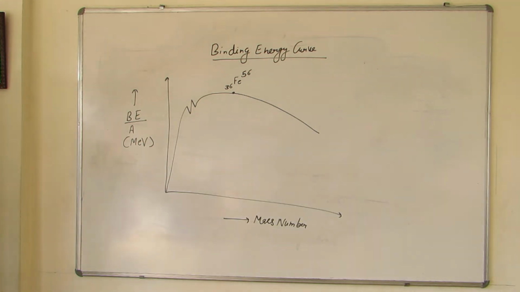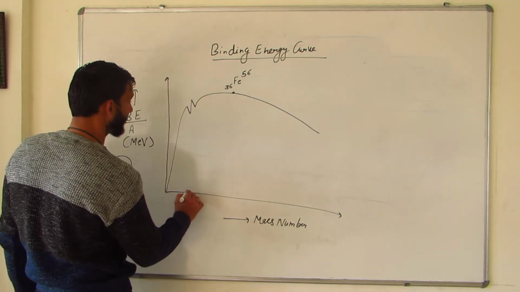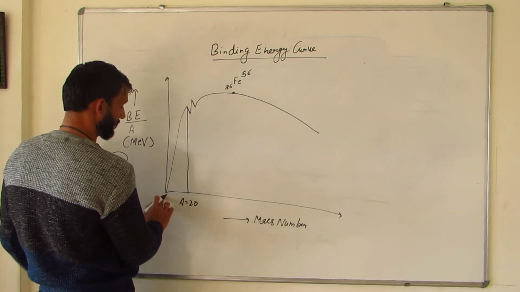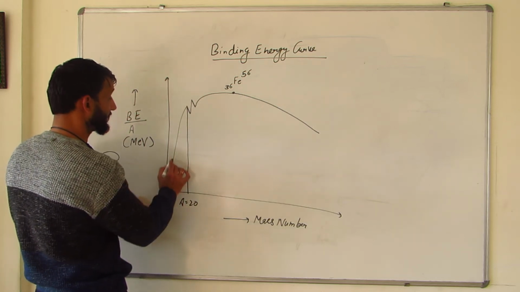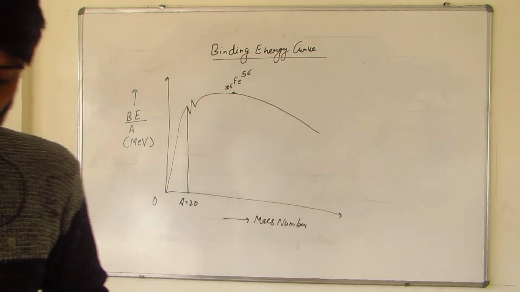The first observation is that the binding energy per nucleon increases rapidly up to A equals 20. Here is the mass number, so up to 20 it increases rapidly. From 0 it started and it increases rapidly up to A equals 20. This is the first observation.